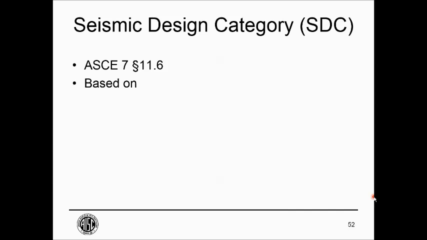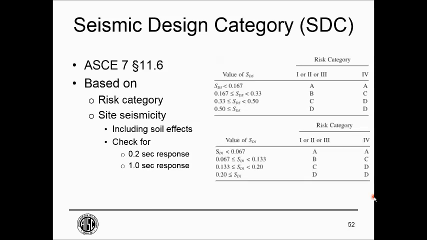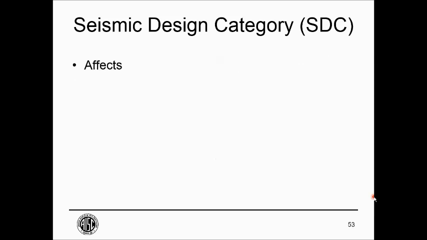Talk a little bit about seismic design category. It's based on risk category, site seismicity, and includes soil effects. So here's a table for SDS, another table for SD1. We take the seismic design category based on each of these tables and take the worst. And then there's a requirement if S sub 1 is greater than 0.75, that could kick us into the higher seismic design categories E and F, E or F.